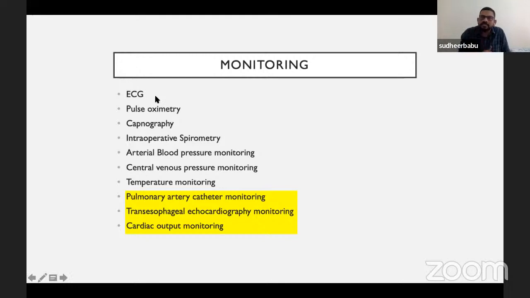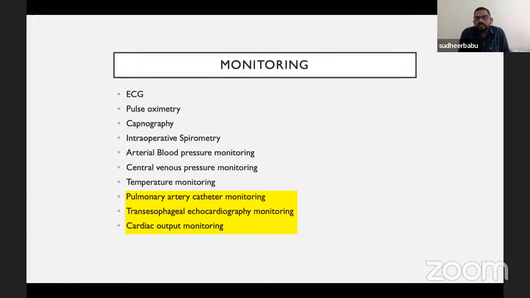Other than the standard ASA monitors, what are the limitations of ECG in a patient posted for thoracotomy? See, we cannot place the leads, especially the V5 lead. Suppose the patient is undergoing left thoracotomy, we cannot place it there, right? So we have to place the ECG leads on the non-operative side. Then the sensitivity of detecting ischemia is less.